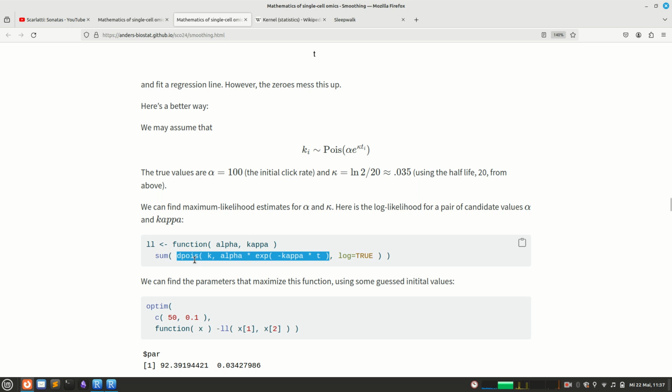And of course, we have to multiply all of them to get the joint probability of making all our observations. But because multiplying a lot of small numbers quickly gets annoying, what I do instead is I tell the dpois function, please report the logarithm of the probability mass function, and I add up all these logarithms. So I get the logarithm of the probability of observing the observed data given these values alpha and kappa. And that's something we call a log likelihood.